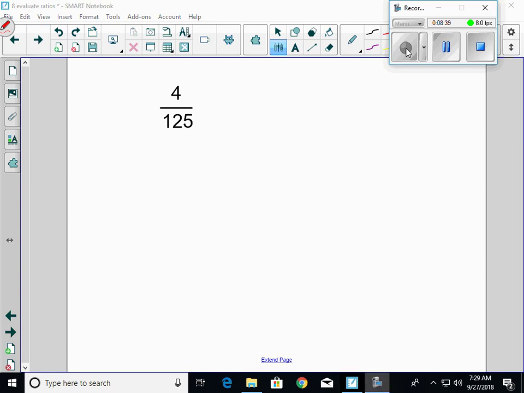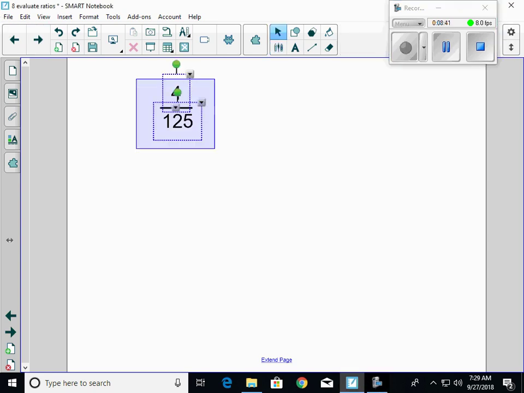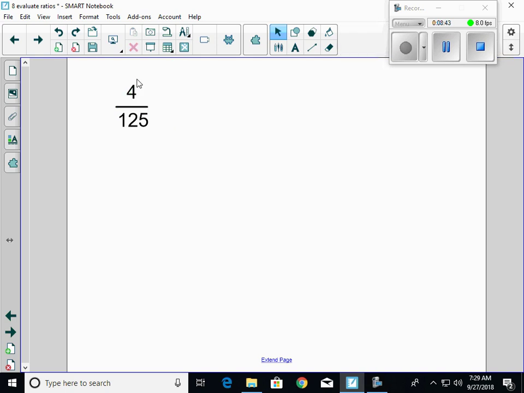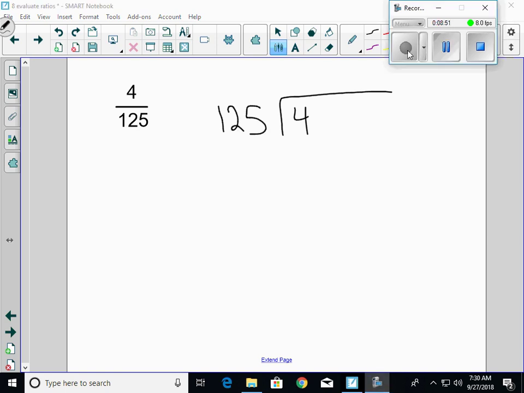Okay, let's go through 3 more together before you guys try it. Okay, so 4 divided by 125. 125 does not go into 4. Goes into 4 0 times. Bring up my decimal. 125 does not go into 40 either. Goes into 40 0 times. Okay, so where that 40 ends, on top I'm going to put a 0.